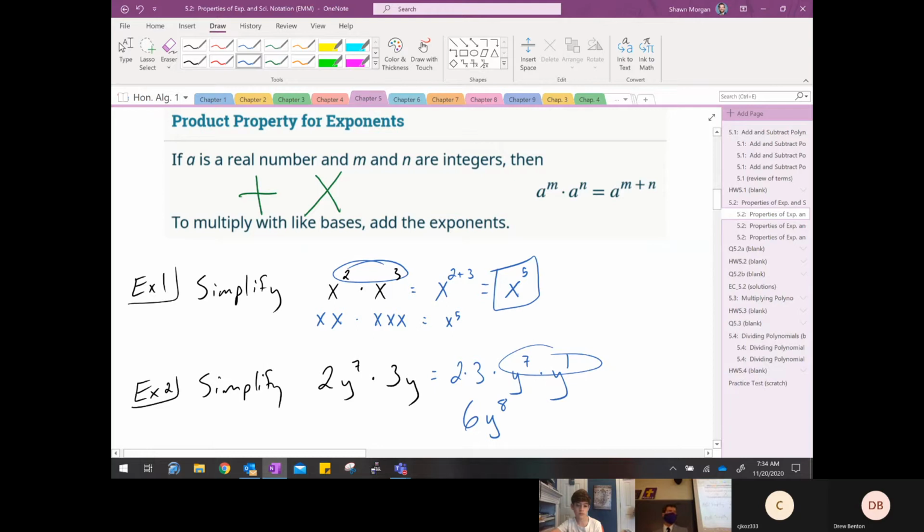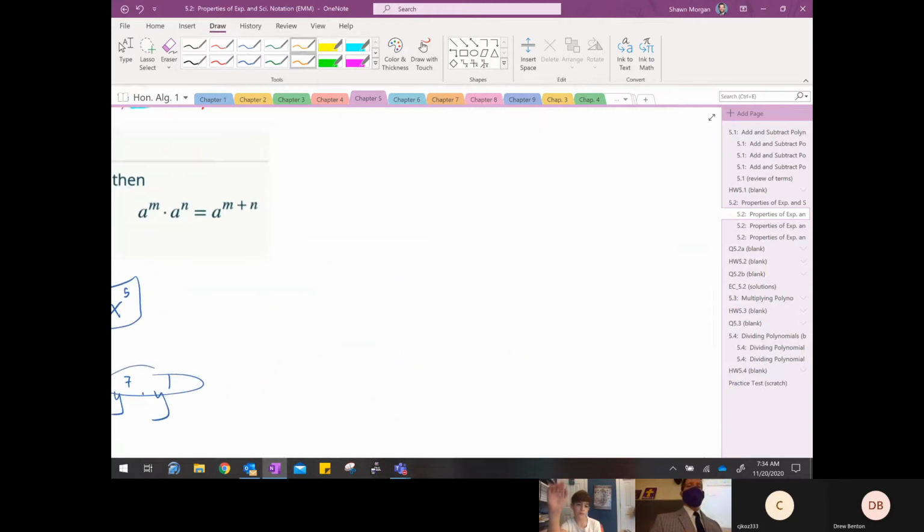What if the two bases were different letters? What if it was x to the 2nd times y to the 3rd? What can I do there? Well, they're not like terms, so you can't do anything. They're not even terms, they're factors. But you're right. I can't do anything. It's just x squared y cubed. You just leave it. Unless they have the same base, don't you dare add the exponents. Because those two letters are different, it's apples and oranges. Can't do anything with it.